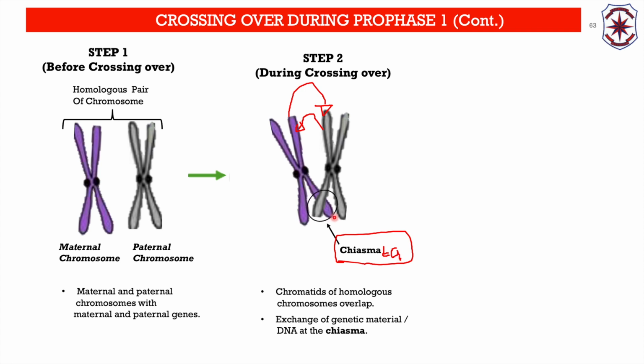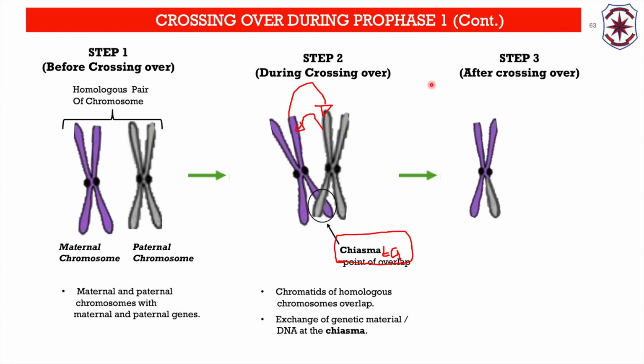Okay, so after they exchange the genetic material at the chiasma, what are they going to look like? Step number 3, after crossing over. This was before crossing over. This was during crossing over. Now, what are they going to look like after crossing over? Right. The maternal chromosome is going to look like this. Now, what happened to it? The paternal chromosome will look like that. Now they look different all of a sudden.